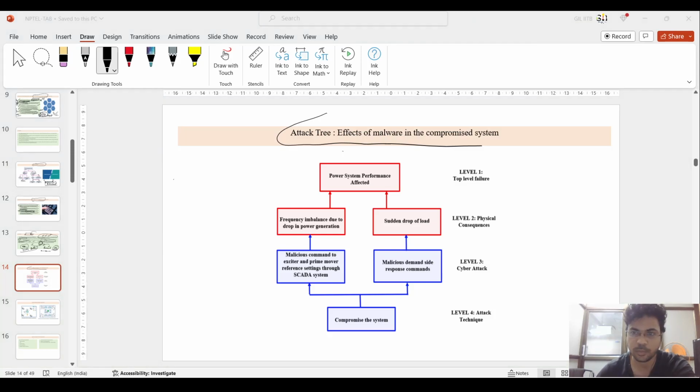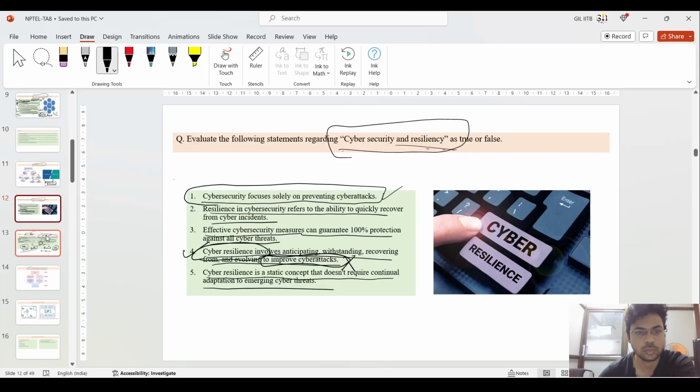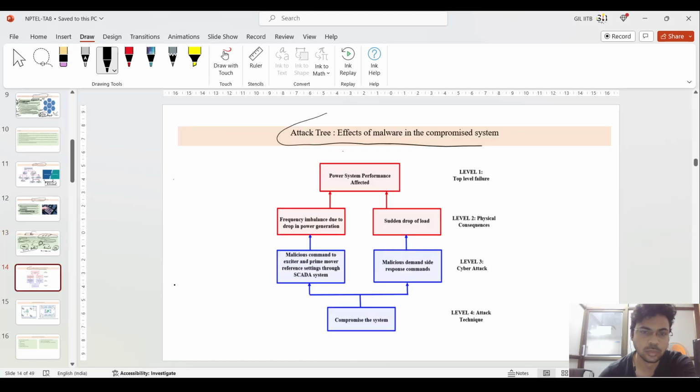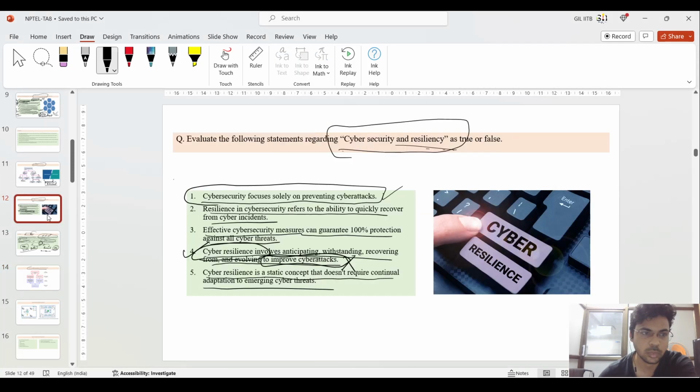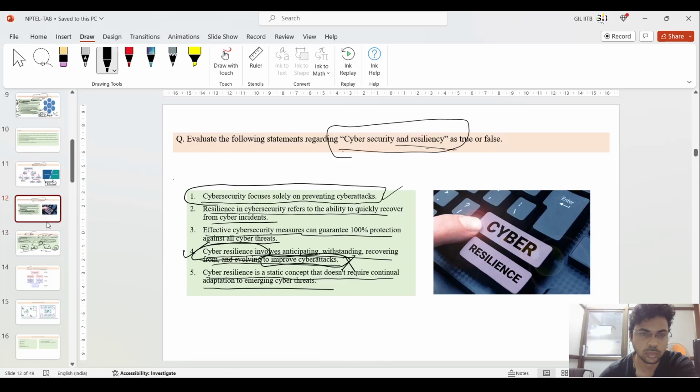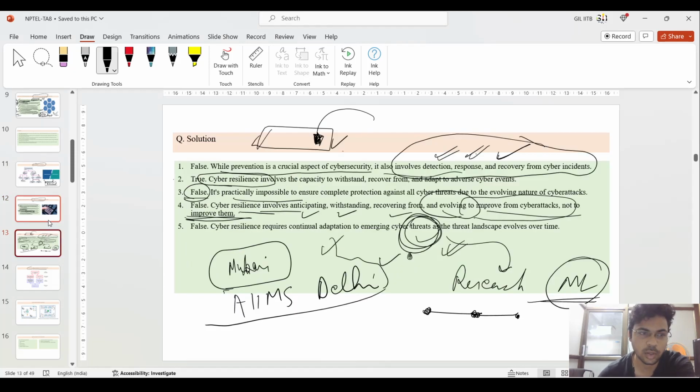Excuse me, actually, in the previous attack tree slide you also have shown cyber security and cyber resilience as two domains. So that was the reason why the first option was chosen as true, because security involves preventing cyber attacks and resilience is the adaptation part. Does that kind of domain splitting into two domains exist, or is it a whole term? Did you get my question?